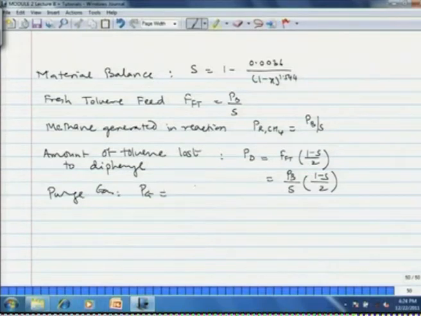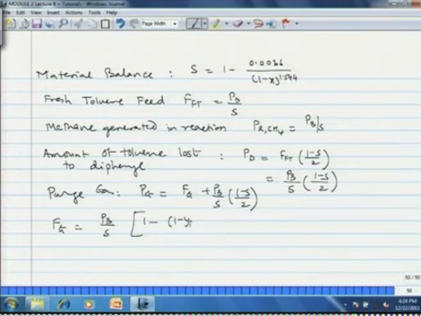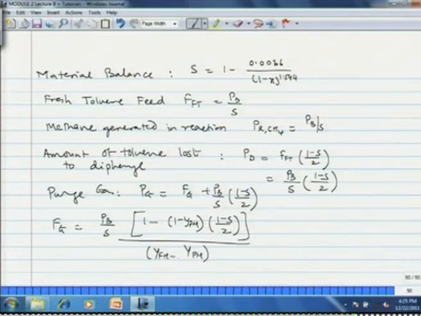PG is equal to FG, the fresh gas, plus PB by S into 1 minus S by 2, and the fresh gas FG is PB by S into 1 minus YPH, where YPH is the mole fraction of hydrogen in purge gas, into 1 minus S by 2, this whole thing divided by YFH minus YPH, where YFH is the mole fraction of hydrogen in fresh gas, which has been given to us as 0.95.